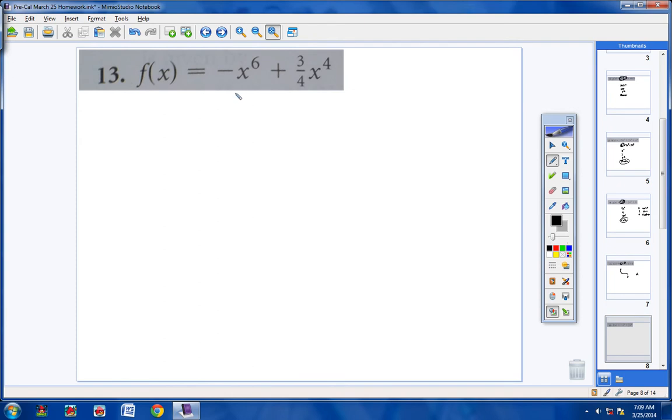Notice it is written in standard form. So this is my degree, even. This is my lead coefficient, negative. So I have an even degree and a negative lead coefficient. Well, if you look in your notes, that means it's going to go down to the left and also down to the right. And that's going to be letter B if you want to use letters.